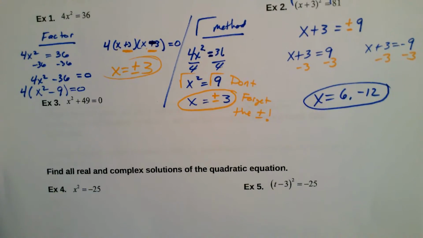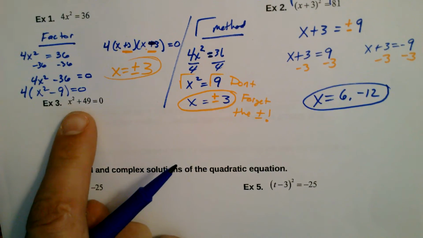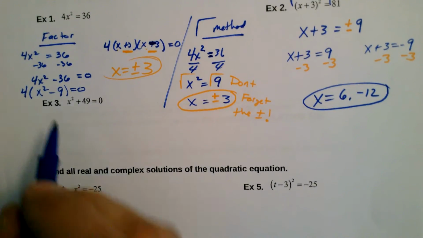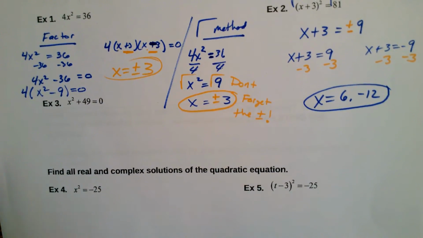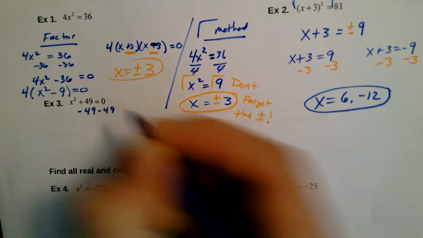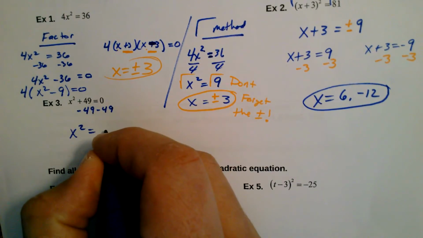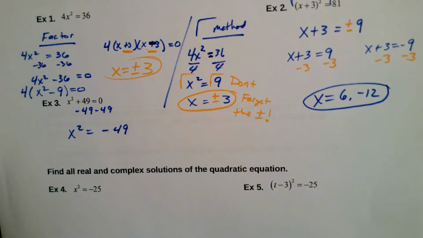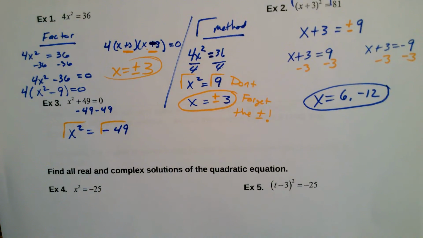Let's take a look at number 3 here. It's hard to see, but it's not too bad. I've got x squared plus 49 equals 0. The first thing is we want to isolate this x squared, so we want to move this 49 over. We subtract it over, and now we get x squared equals negative 49. Now we're ready to go. We square root both sides to get rid of that squared.